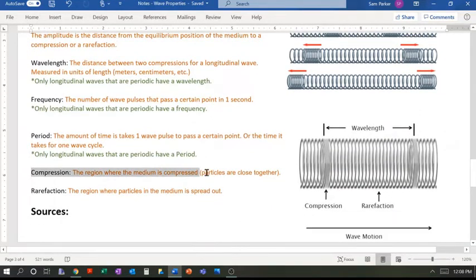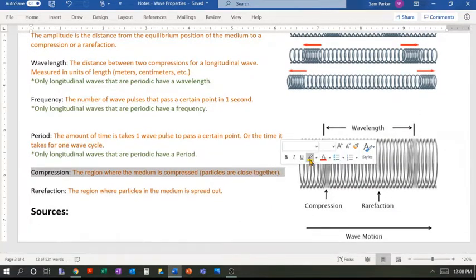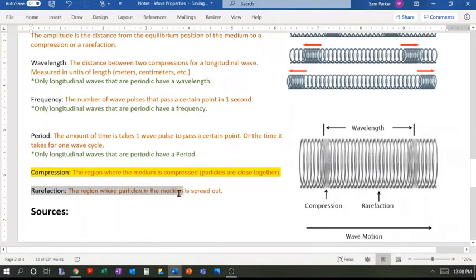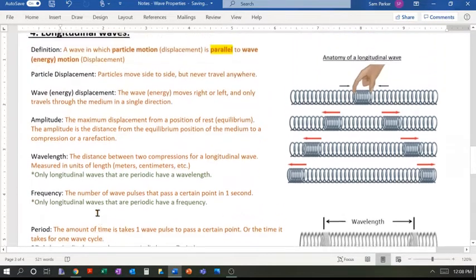Okay, compression is the region where the medium is compressed. That's your actual wave, that's your disturbance that you sent through, and your rarefaction is the region where the particles are spread out. All right.